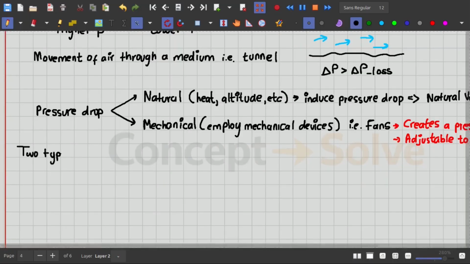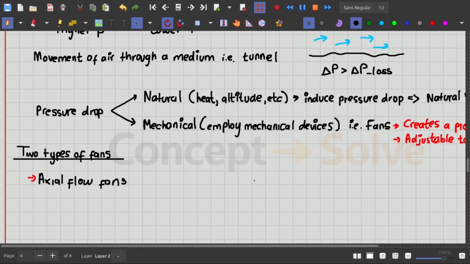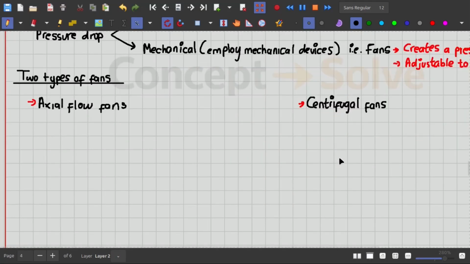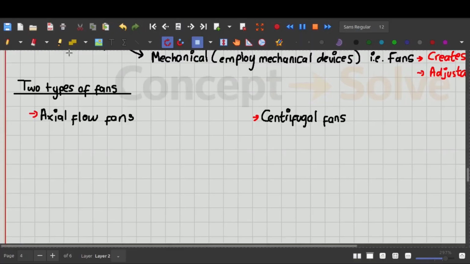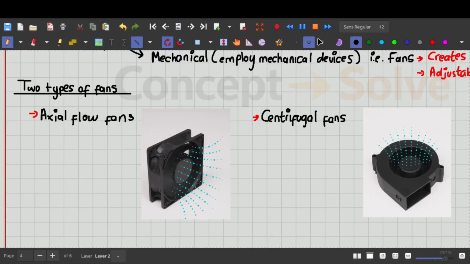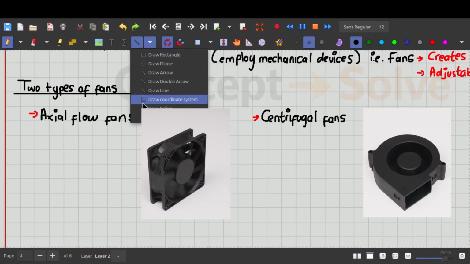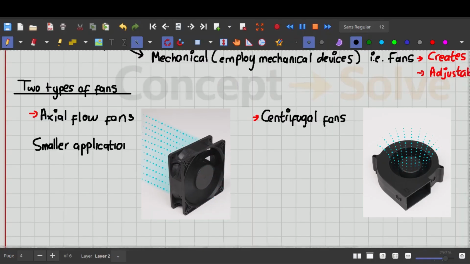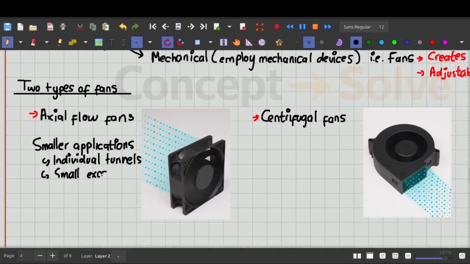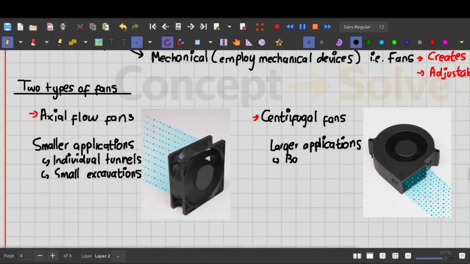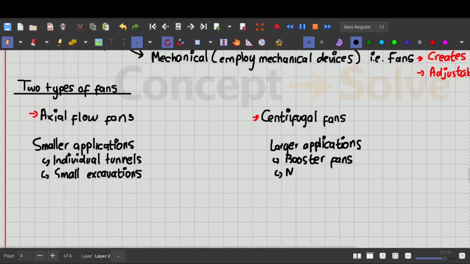So we have two types of fans that are used in mine ventilation. We've got the axial flow fans and we've got the centrifugal fans. What matters is that you understand it. They differ in terms of their structure, as you can see, and application. So you would find axial flow fans having small applications. You find them in individual tunnels, in smaller excavations, and you'd find the centrifugal fans having larger applications, acting as booster fans or used as main ventilating fans.